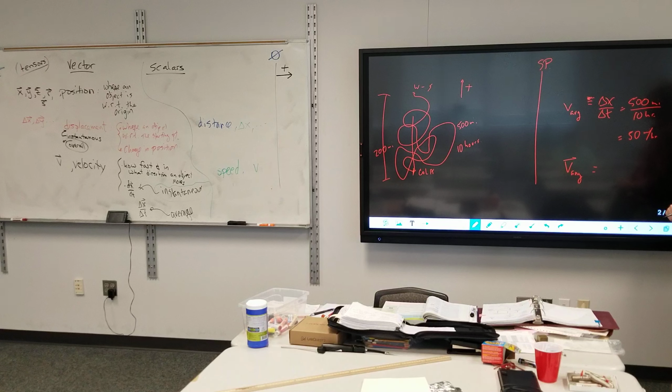Miles an hour heading north, or given the fact that I said up was positive, 20 miles per hour. Average velocity only cares about where you are relative to where you started and how much time it took. So if I die in the bed where I was born, my average velocity for my lifetime is 0.